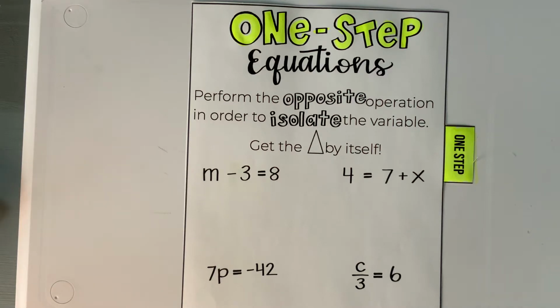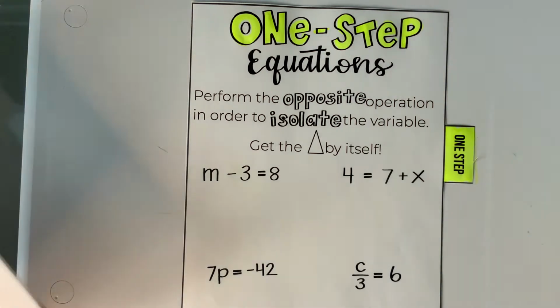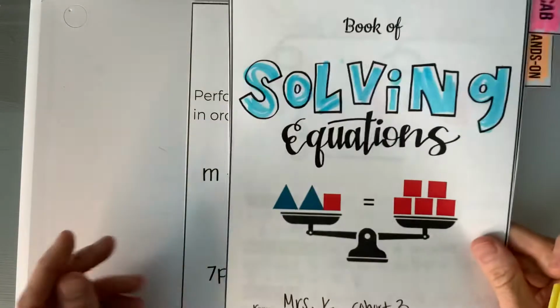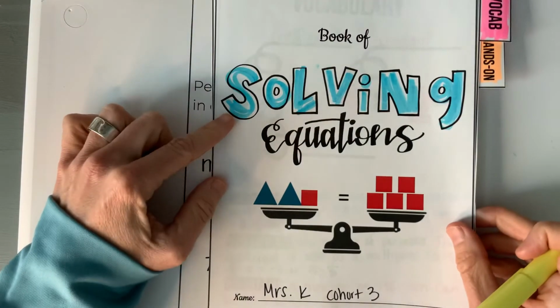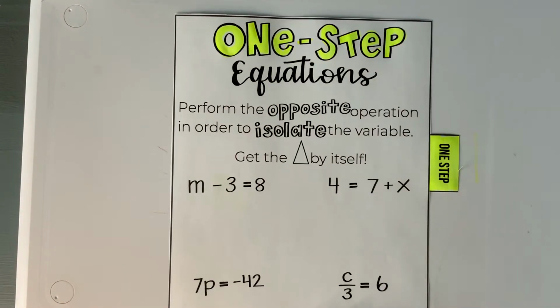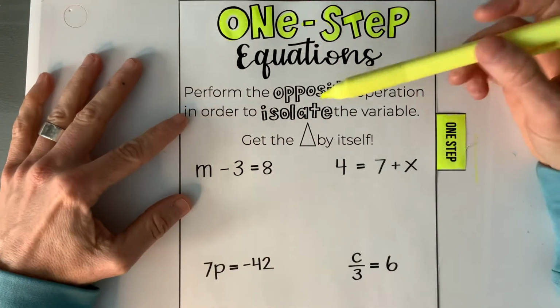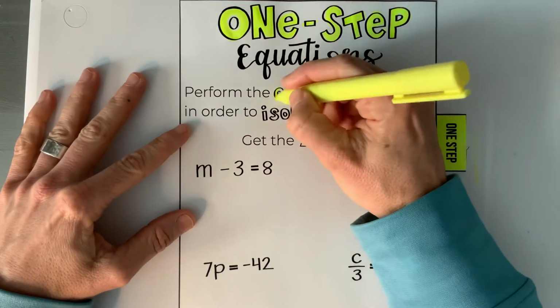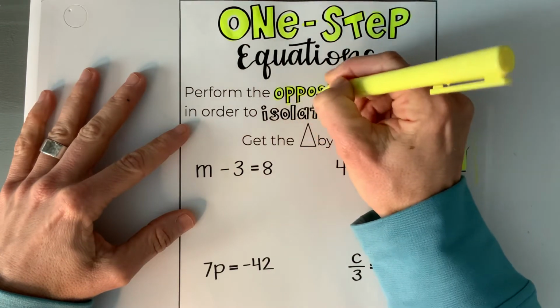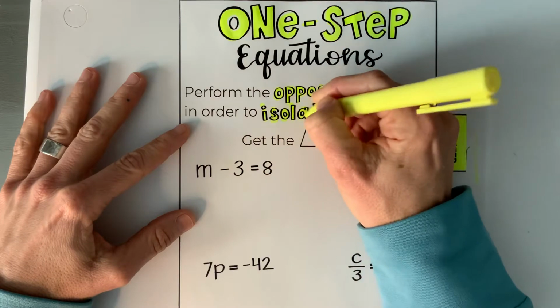In this video, we are going to be learning about how to solve one-step equations, and this is the third video in our booklet series of Solving Equations book. Okay, so you should be on your one-step equations page. Now, to solve one-step equations, you are going to be performing the opposite operation in order to isolate the variable.